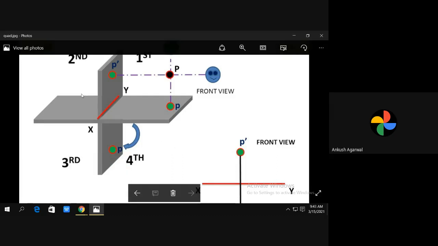These are the four quadrants of engineering drawings, and all different kinds of projection you have to draw in first quadrant, second, third, and fourth. Second and fourth are not preferred because of the overlapping problem. And the point you have to keep in mind is that vertical plane is fixed, only the horizontal plane rotates clockwise.